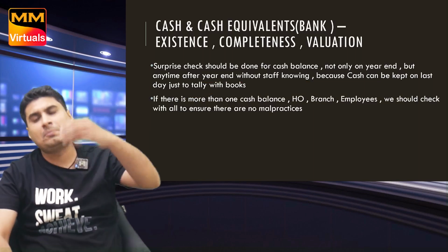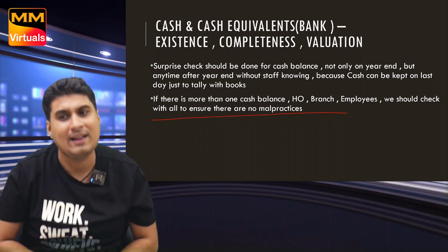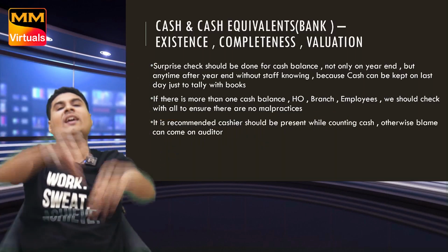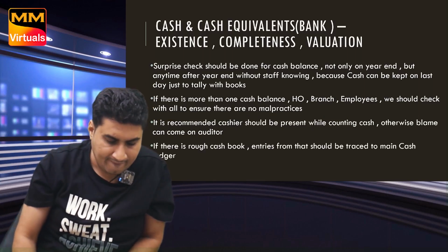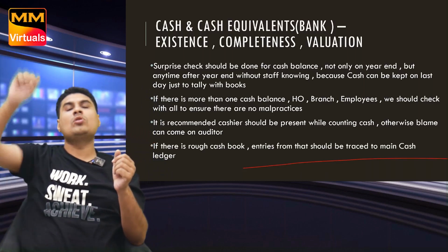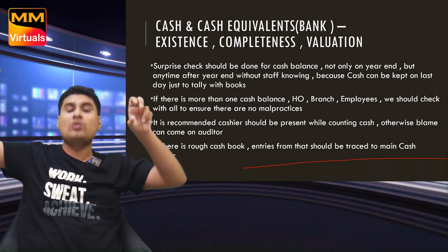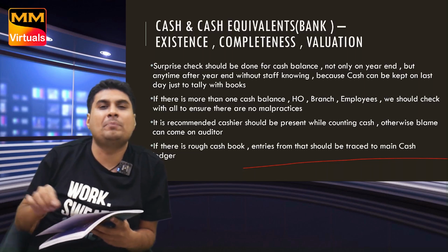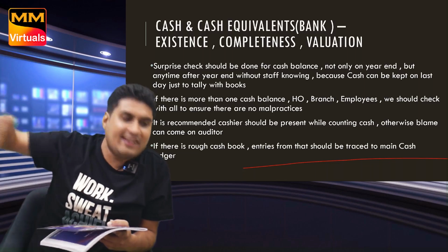If it is at more than one place, head office, branch, employee, we should test check to ensure there are no malpractices. It is recommended the cashier should be present while counting the cash. Otherwise, blame will come on the auditor. If there is a rough cash book, check the entries from the main cash book. See that also, and see entries are made in the main cash book. Many times I will write in rough, but in main I will inflate the things.